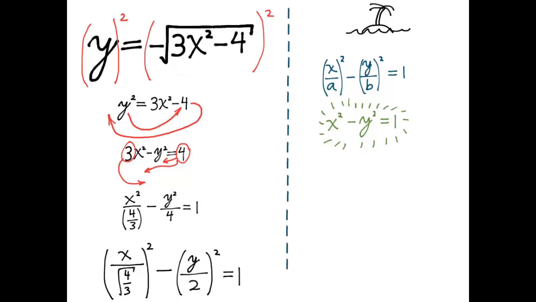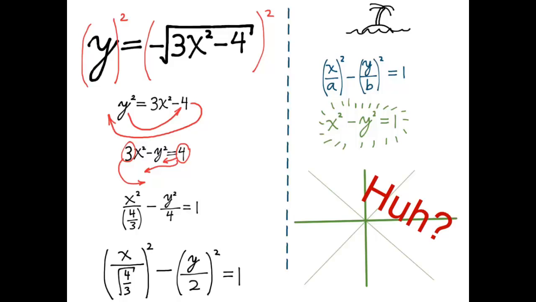All right? What's the graph of x squared minus y squared equals 1? It's just a pair of diagonal lines. They make an X. Do you believe me?